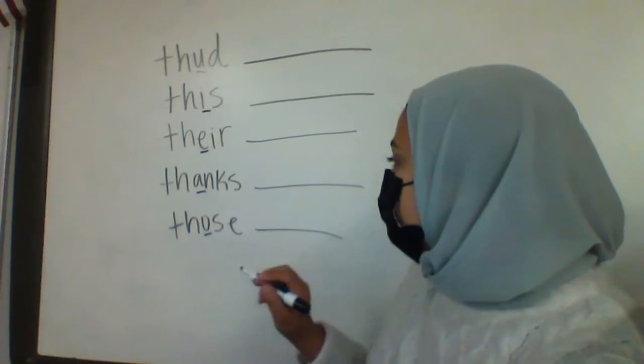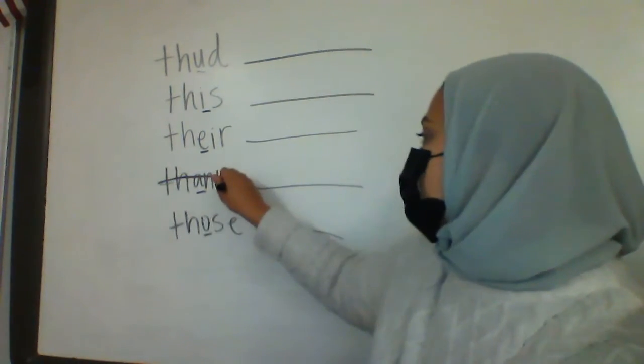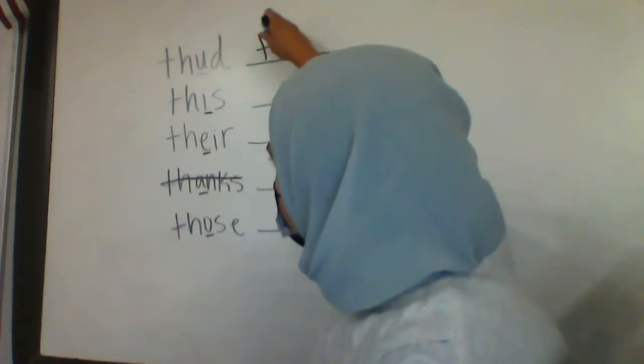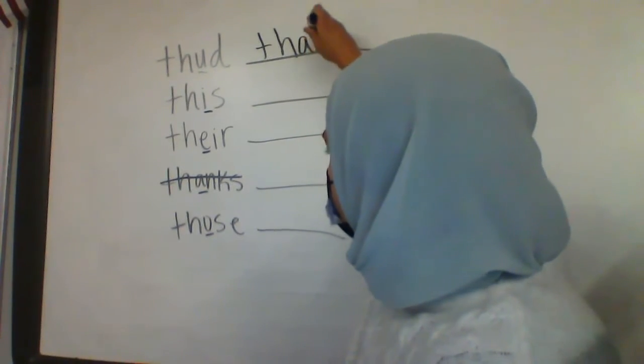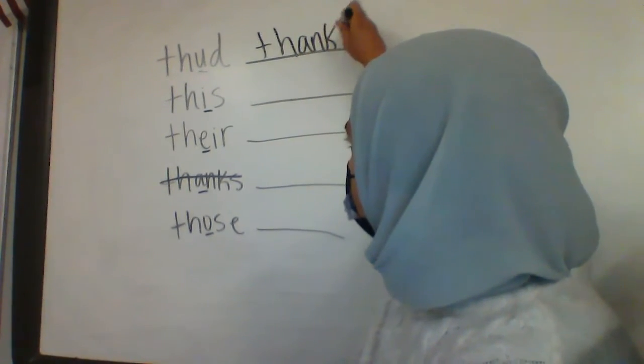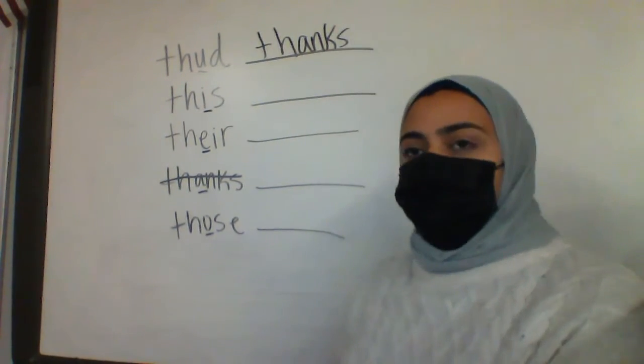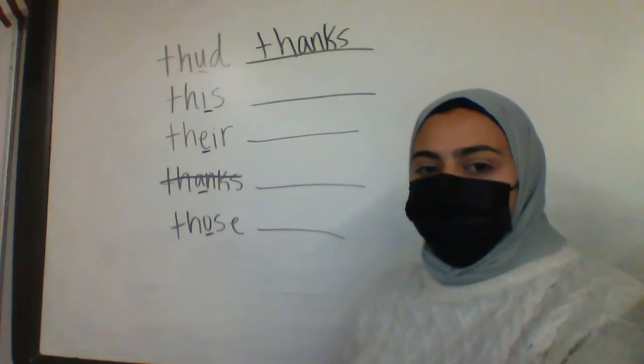Amariah. Thanks. So what do I do? I cross out thanks, and I write it here. Miss Yusuf, why do you cross it out? So I know I've already used it, so I don't have to look at it again. Right? Okay, Rena, what goes next?